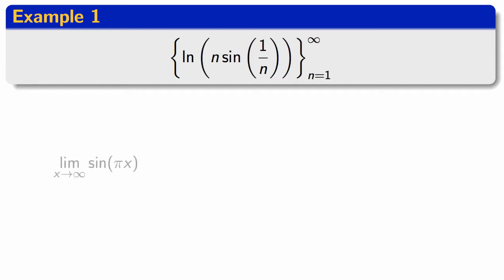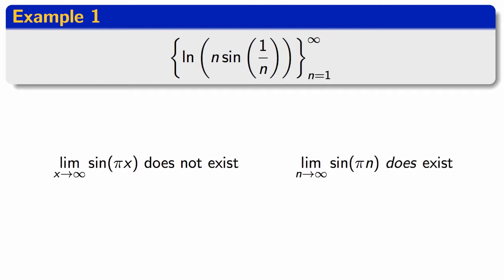For example, if f of x equals sine of pi times x, the limit of f of x as x goes to infinity does not exist. But the sequence whose nth term is sine of pi times n does converge. Try writing down a few terms of this sequence to determine what its limit is.